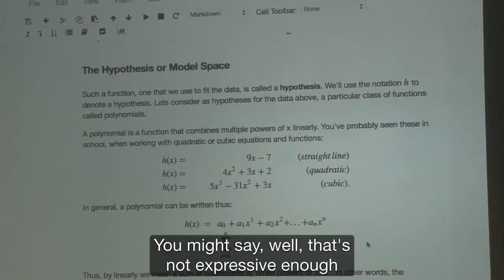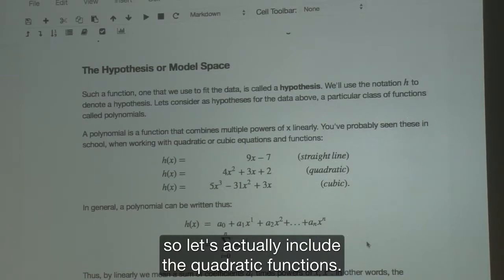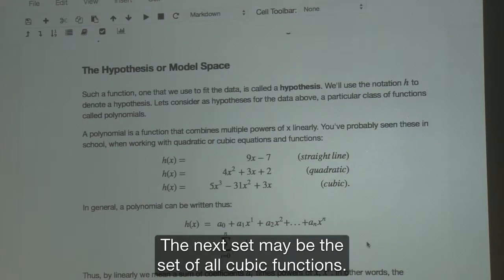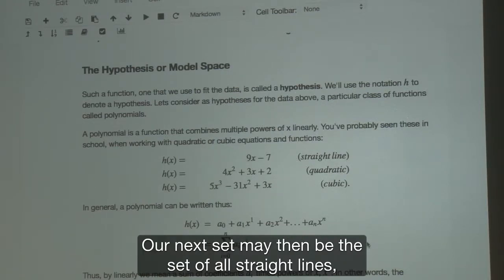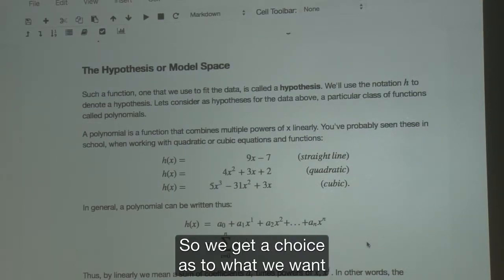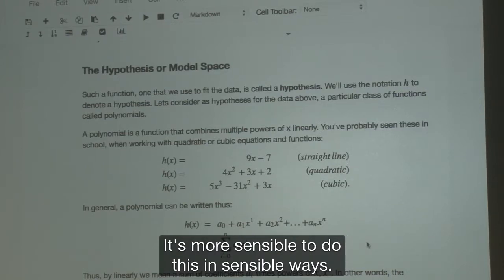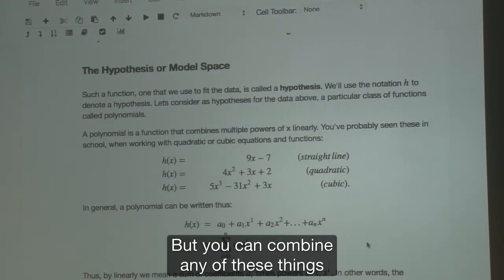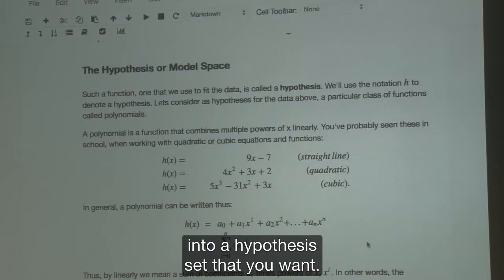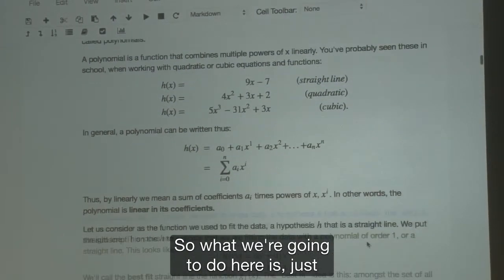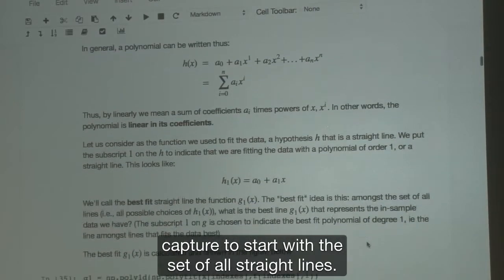We might say, well, that's not expressive enough, so let's actually include the quadratic functions. So our next set may be the set of all quadratic functions which captures this. The next set may be the set of all cubic functions. Our next set may then be the set of all straight lines, quadratic functions, and cubic functions. So we get a choice as to what we want to use as our hypothesis set. It's more sensible to do this in sensible ways, but you can combine any of these things into a hypothesis set that you want. So what we're going to do here is, just for the sake of concreteness, we'll capture, to start with, the set of all straight lines.